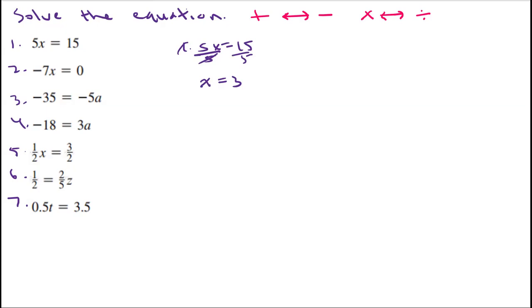The cool thing about math is you can always figure out whether your answer is correct or not by plugging it in, right? So plugging it back into the original equation. If I plug in 3 for x, 5 times 3 will give me 15. That's the beauty of math. Most of the time you can just plug it in and see if your answer is correct or not.